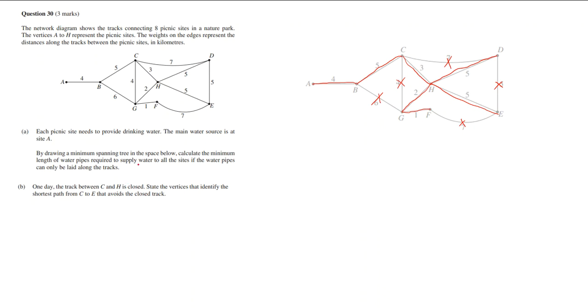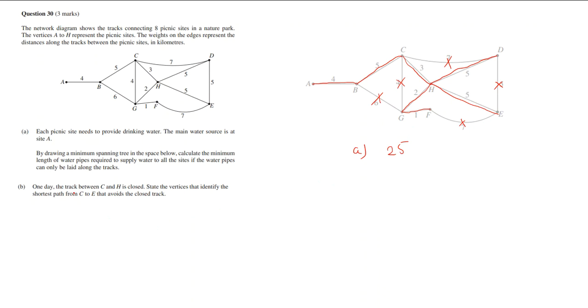So the question is then asking you the minimum length. The minimum length would be the sum of all of these. So 4 plus 5, 9, 9 plus 3, 12, plus 2, 14, plus 1, 15, plus 5, 20, plus 5, 25. So the answer to A is 25.